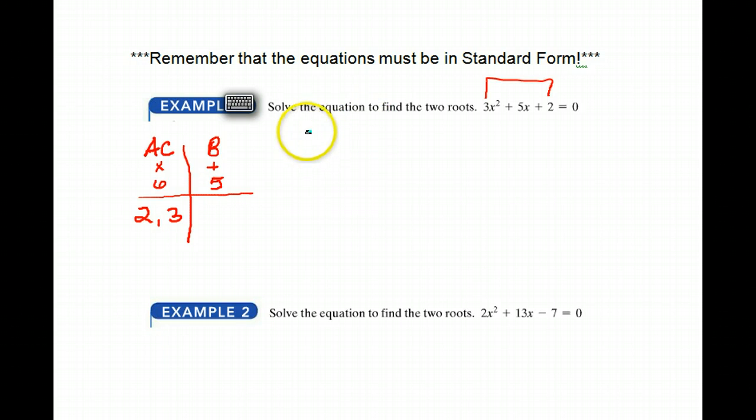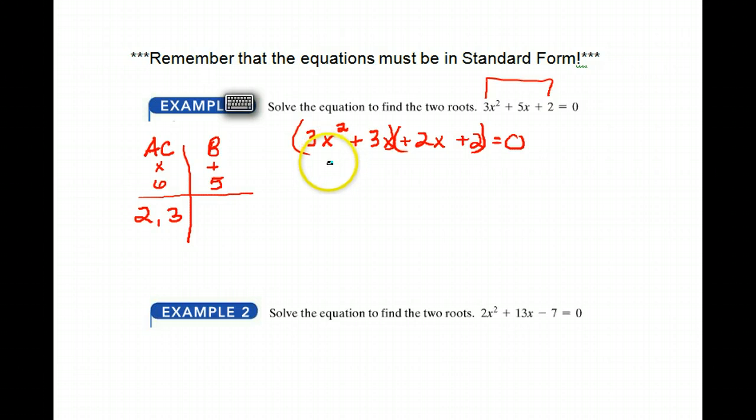So if you recall from the AC method, you bring down your quadratic term and you take your B term and you're going to split it into the factors that you've just identified. So I'm going to write 3x plus 2x and then bring down my positive 2 equals 0. I've just brought down everything else. So I split my 5x into 3x plus 2x and I brought everything else from my equation down. The next step in the AC method is to factor by grouping. So I'm going to throw some parentheses around my first two terms and my last two terms.